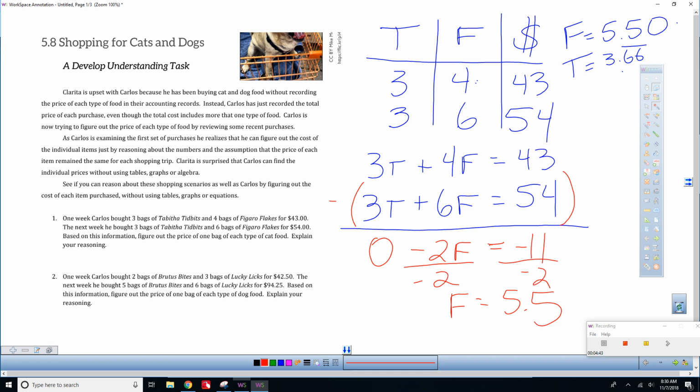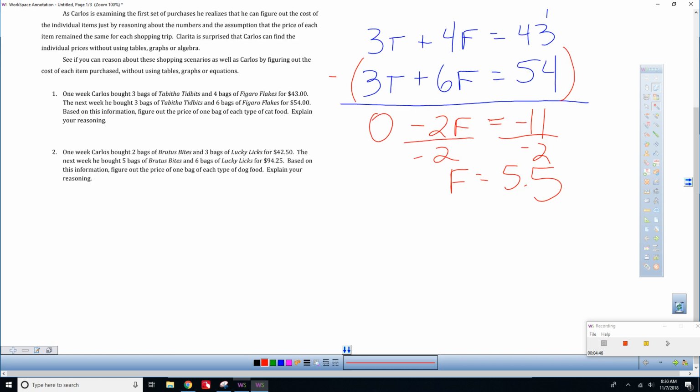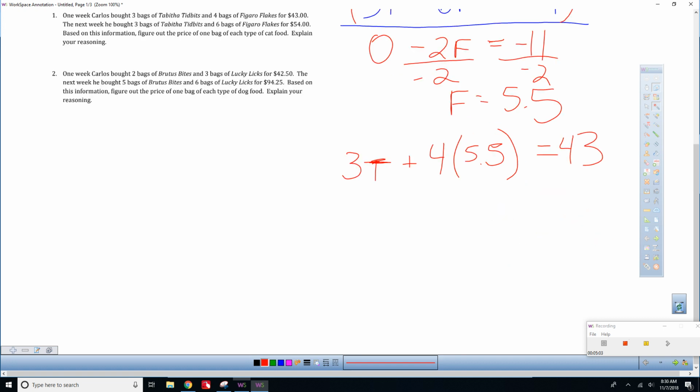Now, to find out what t was, you just put f in either value. So 3t plus, I hate t's in math because they look like pluses. 4 times 5.5 is 43. Now hopefully you understand why we spent so much time learning how to solve equations. Okay, what's 4 times 5.5, Carson? 22.